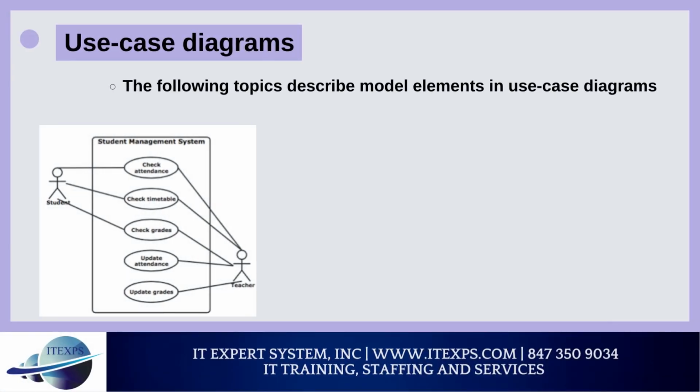The following topics describe model elements in use case diagrams. Use cases. A use case describes a function that a system performs to achieve the user's goal. A use case must yield an observable result that is of value to the user of the system. Actors. An actor represents a role of a user that interacts with the system that you are modeling. The user can be a human user, an organization, a machine, or another external system.